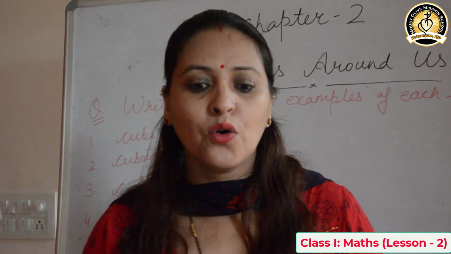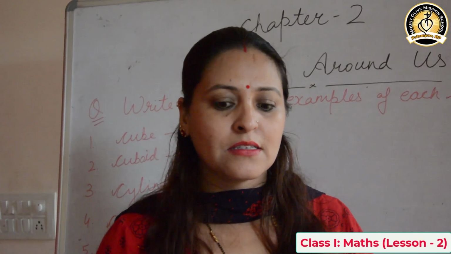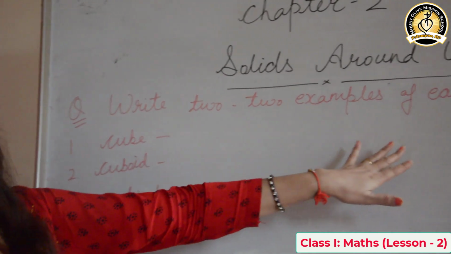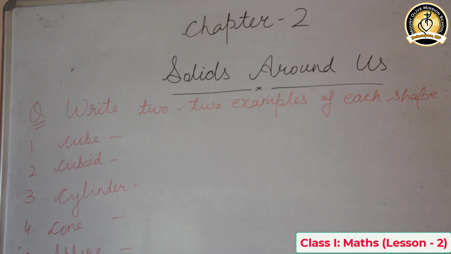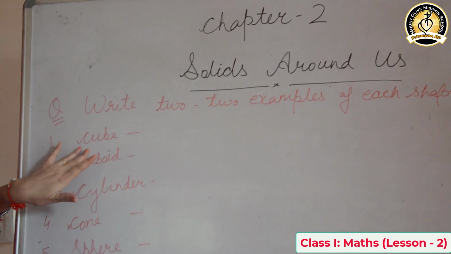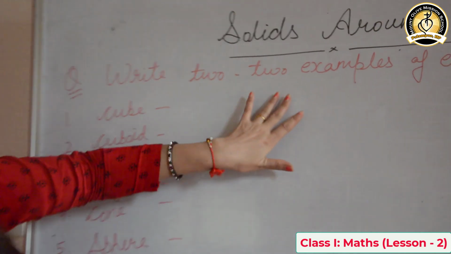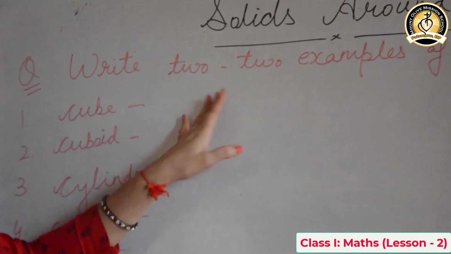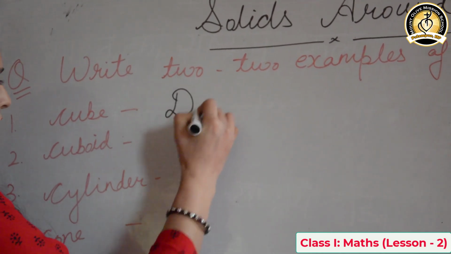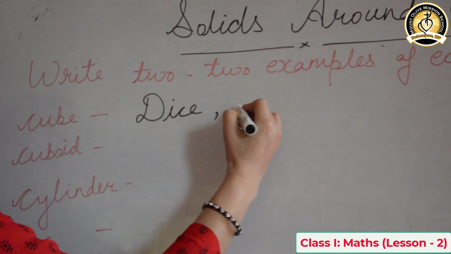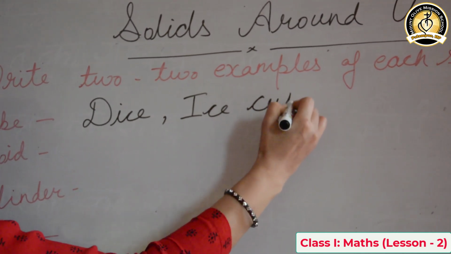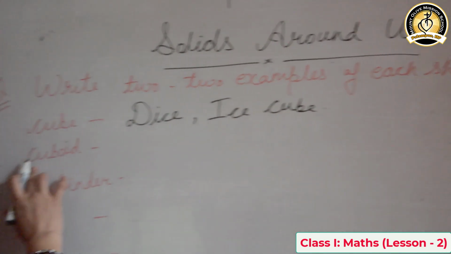Okay students, now we will do the exercise. Question: write two examples of each shape. यहाँ पर मैंने आपको कुछ शेप्स लिखी हुई हैं, आपने इनके two examples लिखने हैं हर शेप के. क्यूब शेप में जो चीजें होती हैं, कोई भी things, objects, उनके नाम आपने लिखने हैं. First cube: dice and ice cube are examples of cube.